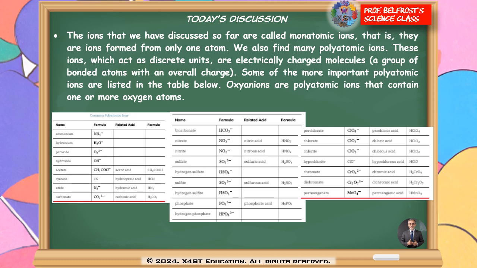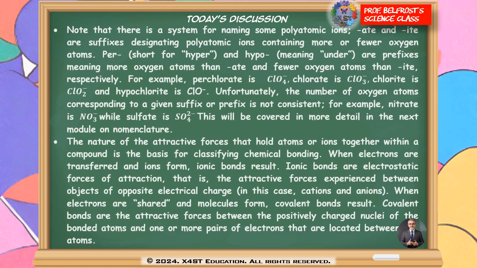Oxyanions are polyatomic ions that contain one or more oxygen atoms. It is very clear from the name: oxygen and anion. So oxyanions are polyatomic ions that contain one or more oxygen atoms. Note that there is a system for naming some polyatomic ions. Ate and ite are suffixes designating polyatomic ions containing more or fewer oxygen atoms.